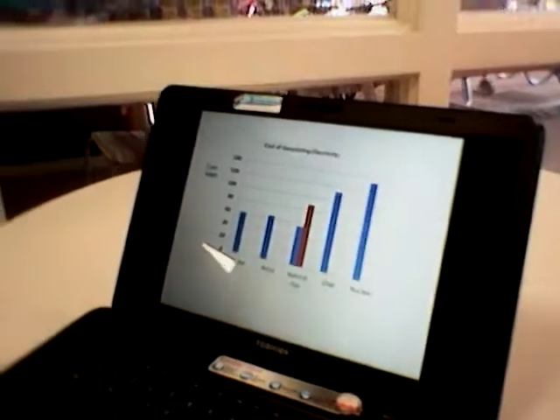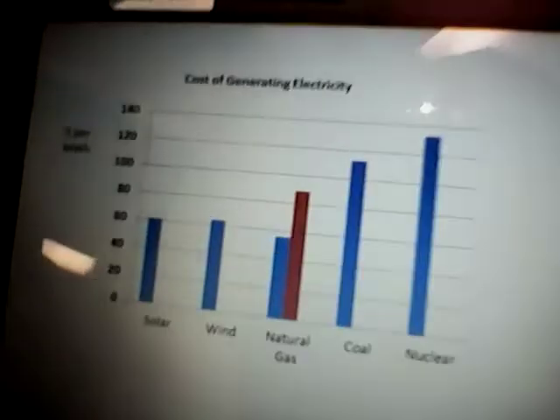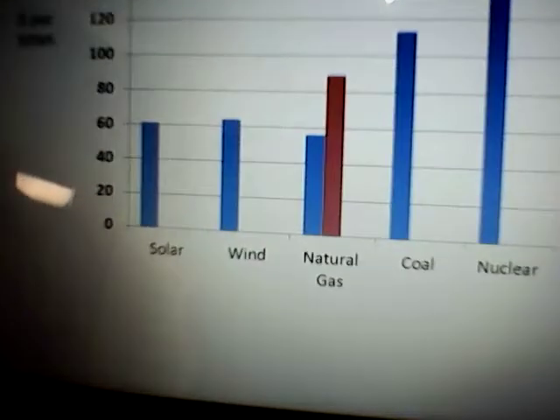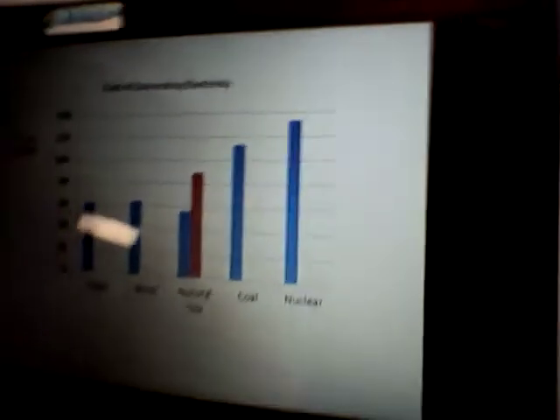Let me explain some of the assumptions here. To begin with, you can see, contrary to a lot of conventional wisdom, solar and wind are truly competitive today with natural gas. They are less expensive than coal or nuclear.